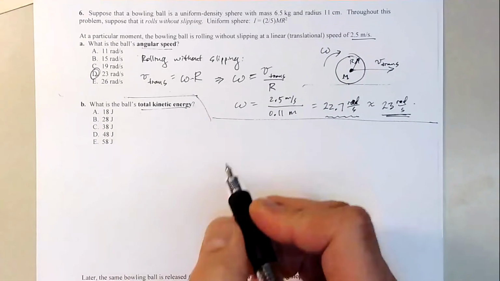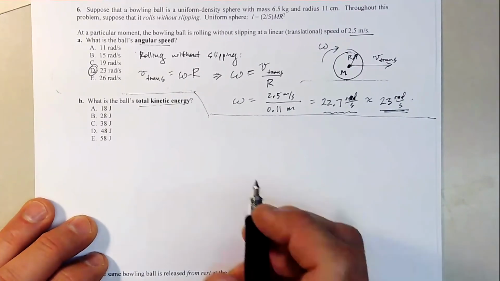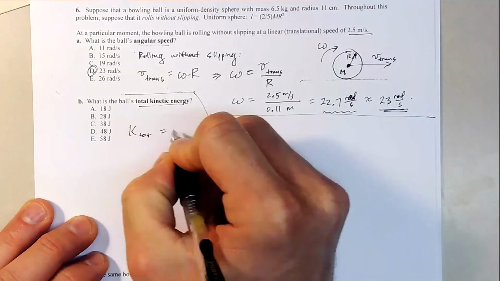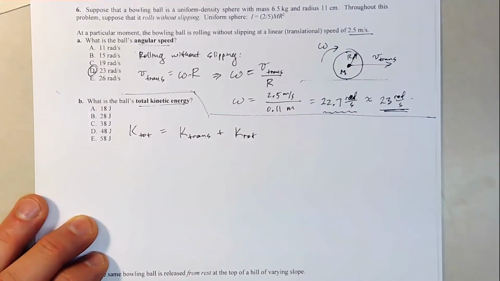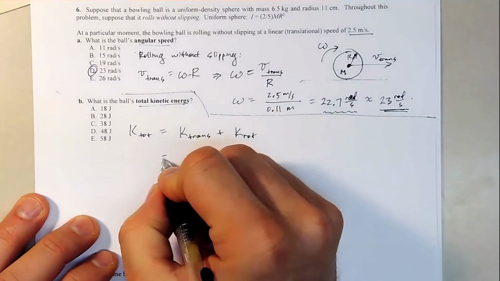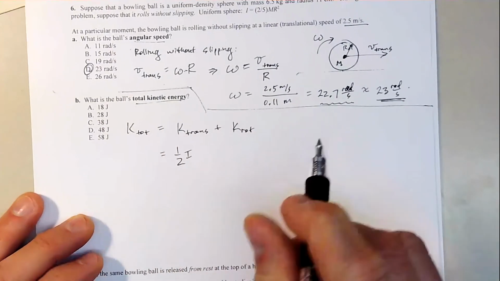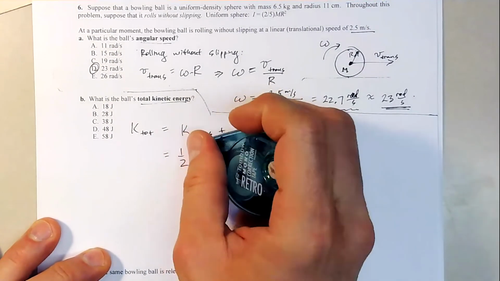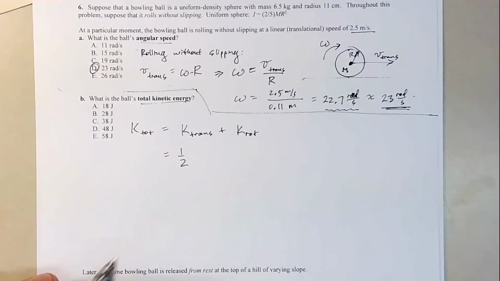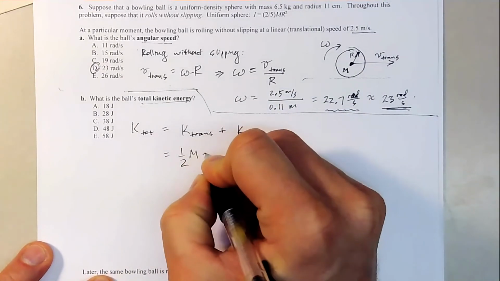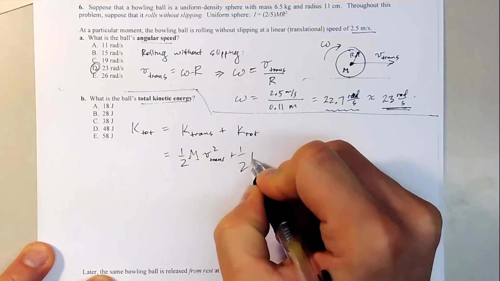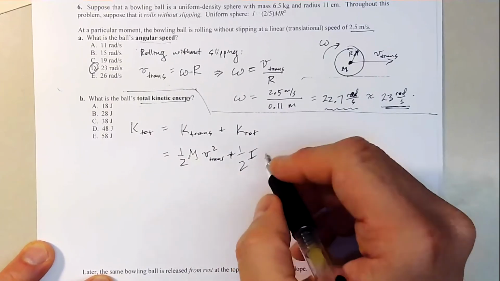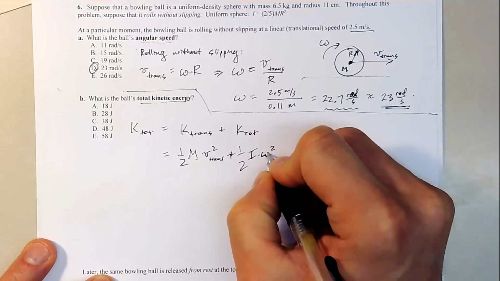Now to answer the second question, what's the total kinetic energy of this rolling body? The total kinetic energy is going to be equal to the translational kinetic energy plus the rotational kinetic energy. So we have both forms of energy of motion happening at the same time. That's going to be equal to 1/2 the total mass of the bowling ball times v squared, where this is the translational speed, plus 1/2 the moment of inertia of the bowling ball times the angular speed, omega squared.